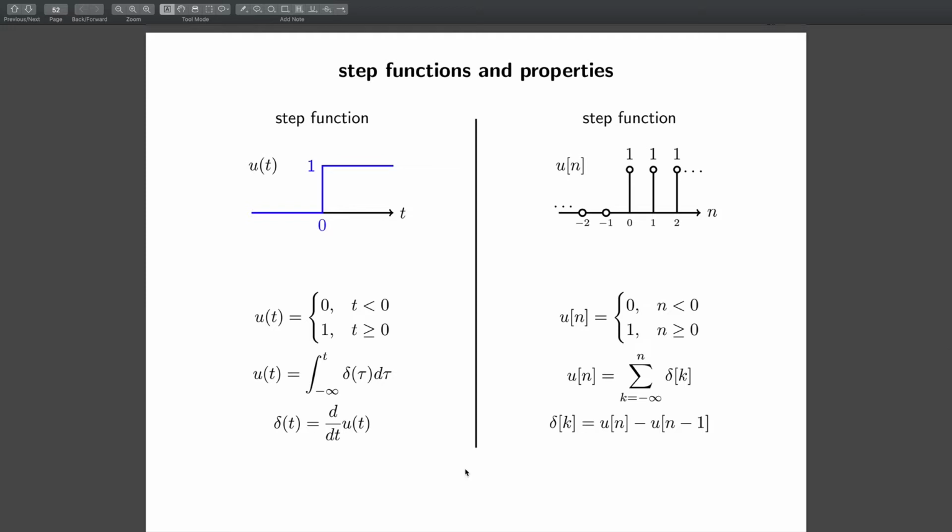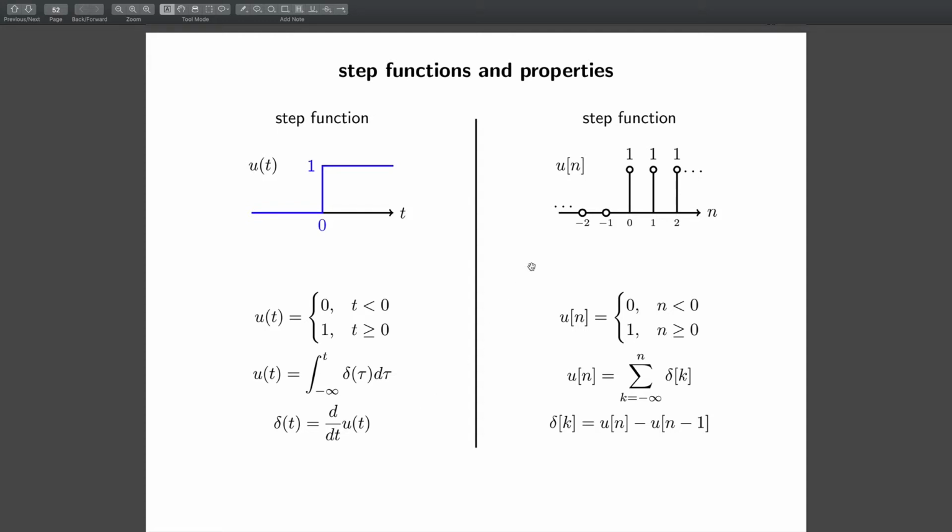The next signal that I want to talk about is the step function. Again, you're probably familiar with the continuous time unit step function. That is 0 before time 0 and 1 after time 0. It's possible to define that as the integral of the delta function, or in reverse, defining the delta function as the derivative of the step function.